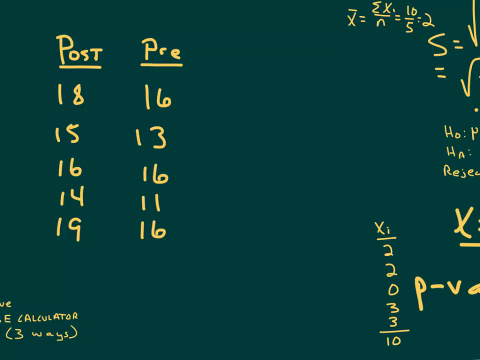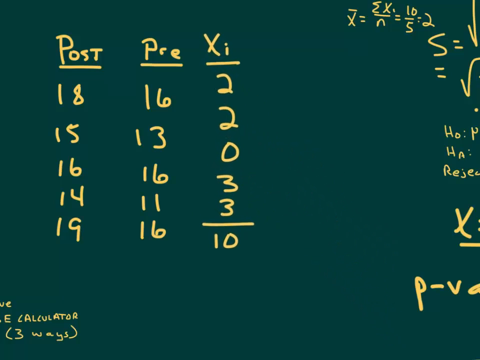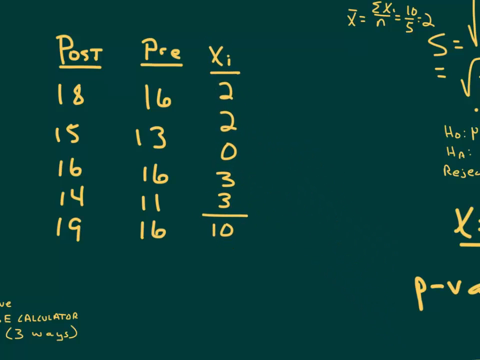So anyway, when you get this problem and it's matched pairs, this is the same person here. Got a 16 on the pre-test, then scored an 18 on the post-test, 13 on the pre-test, 15 on the post-test, and so on. The first thing you want to do is write down those differences. So just 18 minus 16, 15 minus 13, and so on.